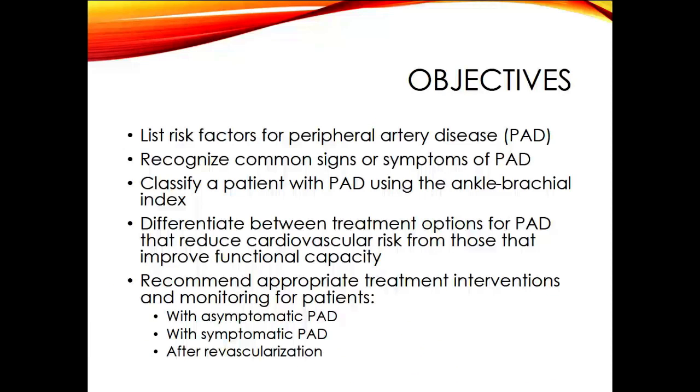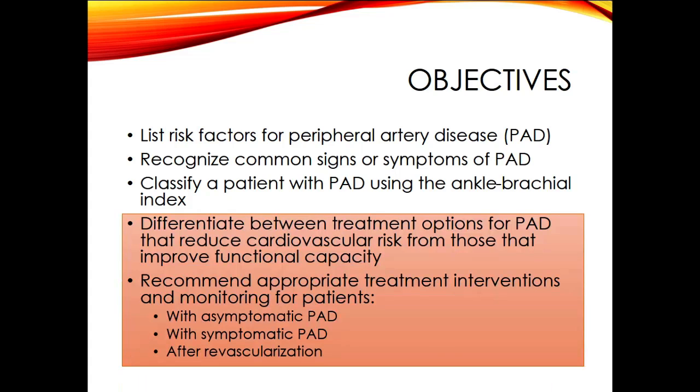At the end of this lecture, you should be able to list risk factors for peripheral artery disease, recognize common signs and symptoms for PAD, be able to classify a patient with PAD when given an ankle brachial index value, distinguish treatment options that provide cardiovascular benefits versus treatment options that improve functional capacity. Finally, you'll be able to develop a treatment and monitoring plan for patients with asymptomatic and symptomatic PAD, as well as plan for patients after revascularization procedure. These last two objectives will be the focus of the in-class activities.